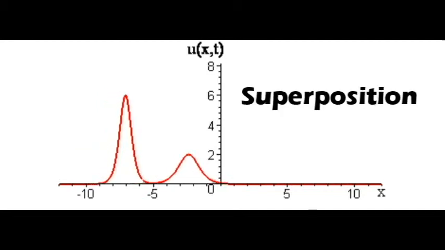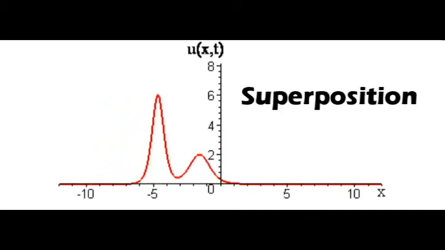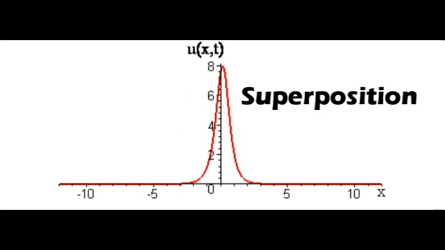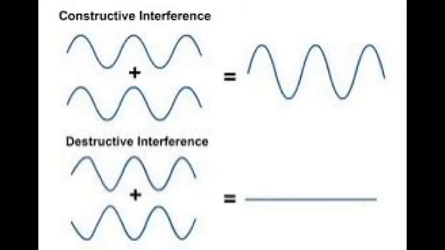Now that we have a basic understanding of waves, we can begin to understand the principle of superpositioning, which occurs when two or more waves interact with one another. Superpositioning states that when the waves are in phase, the amplitudes will add up.